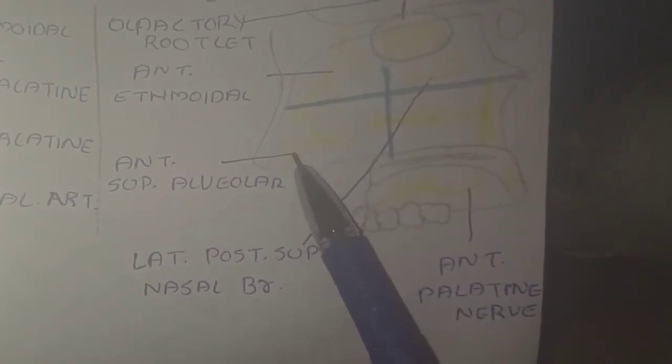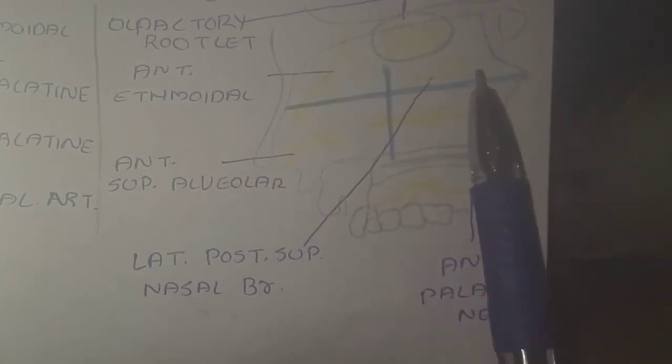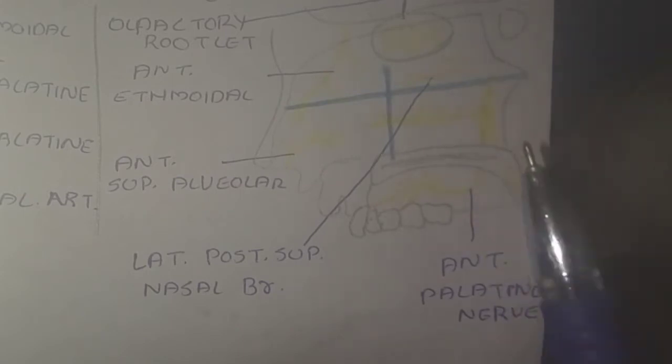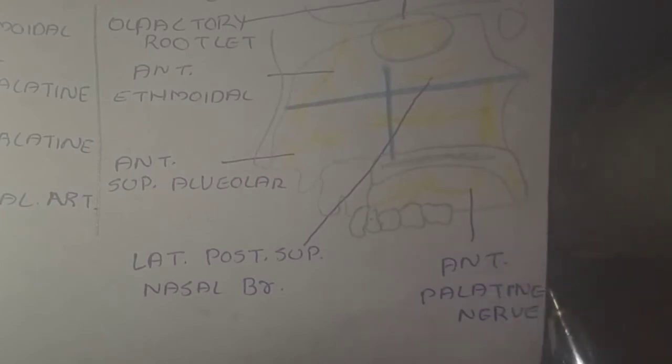which is shown here. And the posterior superior part is supplied by the lateral posterior superior nasal branch of the pterygopalatine ganglion, and the posterior inferior quadrant is supplied by the anterior palatine branch from the pterygopalatine ganglion.